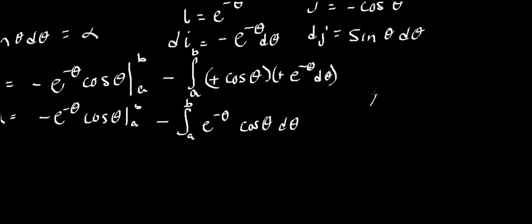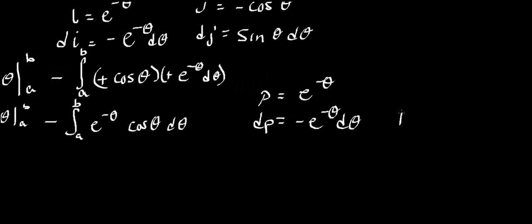Let's pick p. We'll say p for this one's equal to e to the minus theta. So dp is equal to negative e to the minus theta d theta. Okay? Let's pick dq. Actually, that's not a good one. Let's say dn. I don't want to use dq because that was our charge distribution. So dn is equal to, in this case, cosine of theta d theta. So that means n is equal to sine of theta.